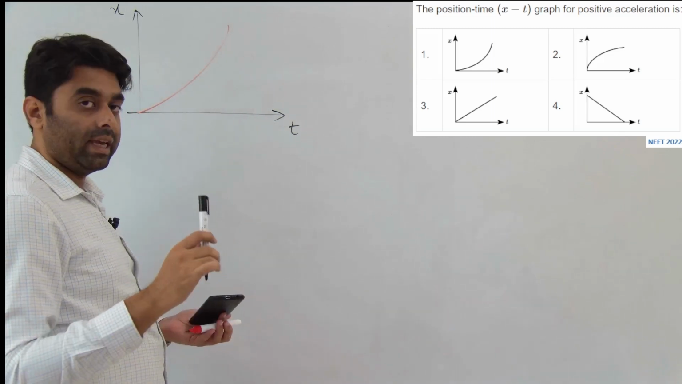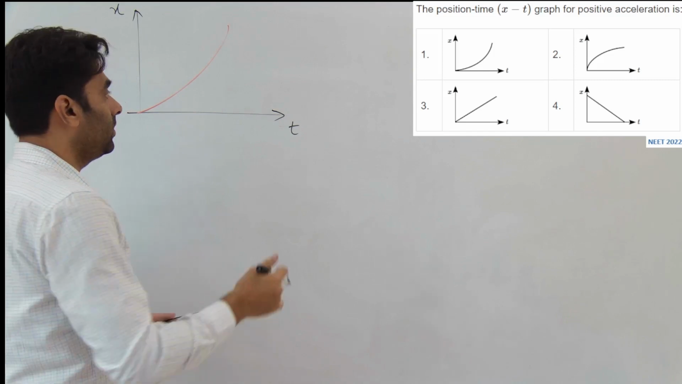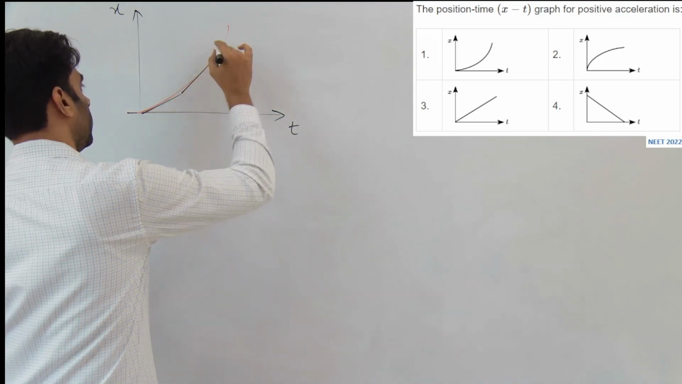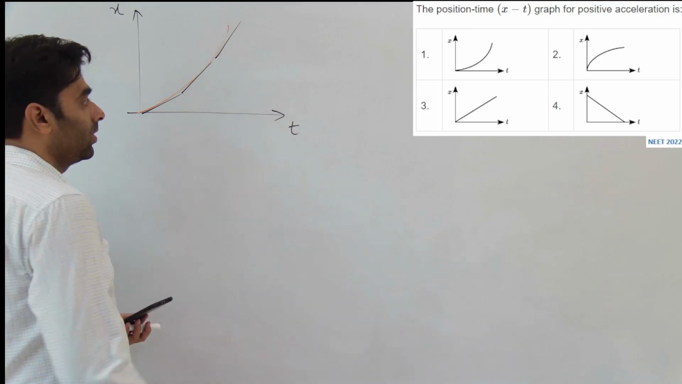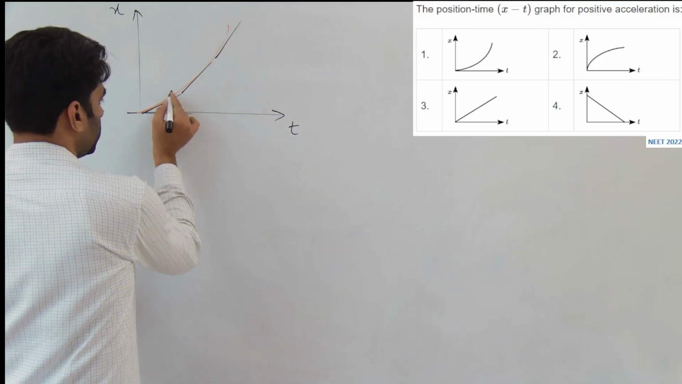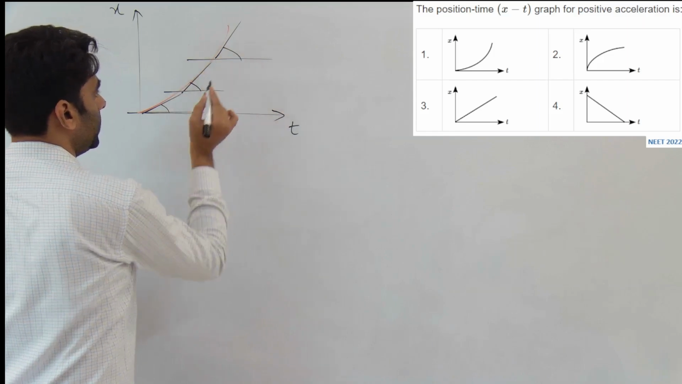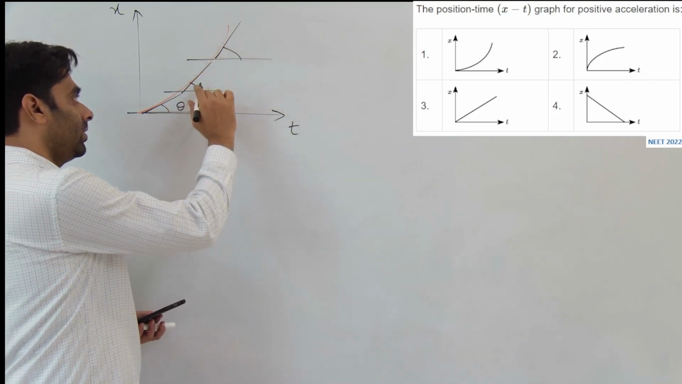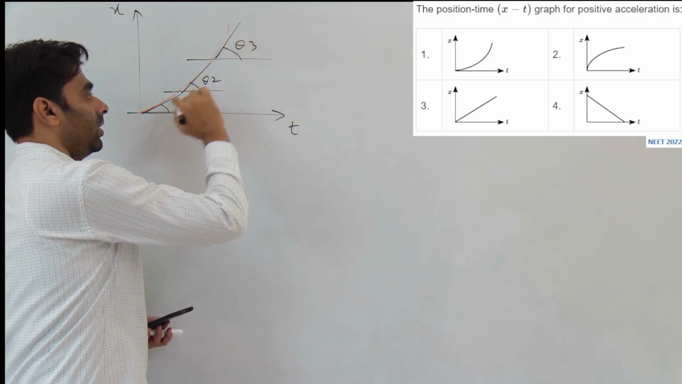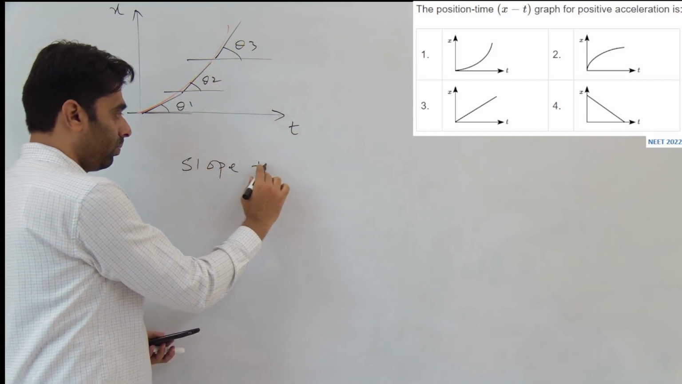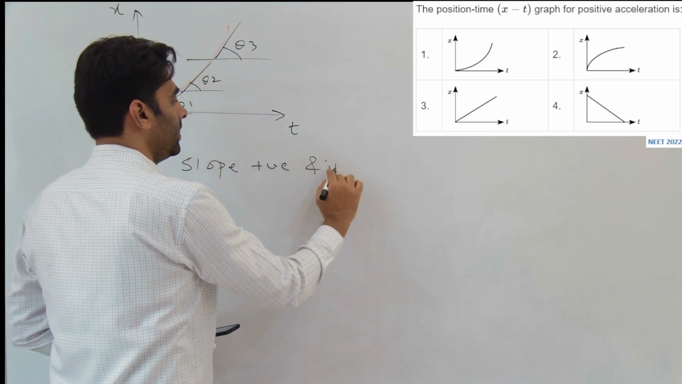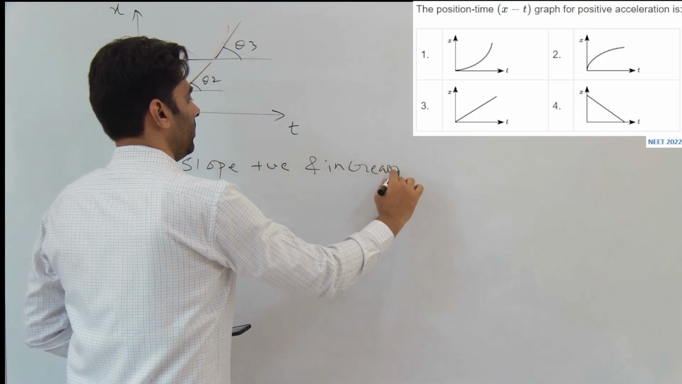Now beta, from xt graph we get velocity. What is velocity? Velocity is basically slope. Velocity is slope of xt. What information are we getting from this? Information we are getting is that slope is positive and continuously it is increasing. Theta 1, theta 2, theta 3. They are positive, slope positive and increasing. Slope positive and increasing.